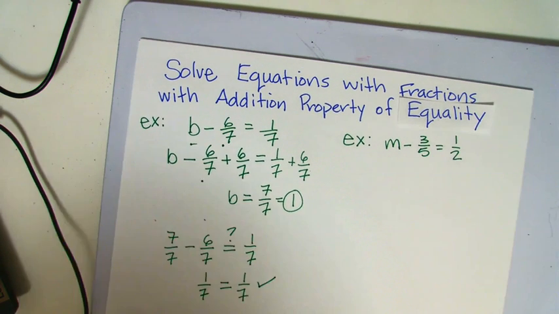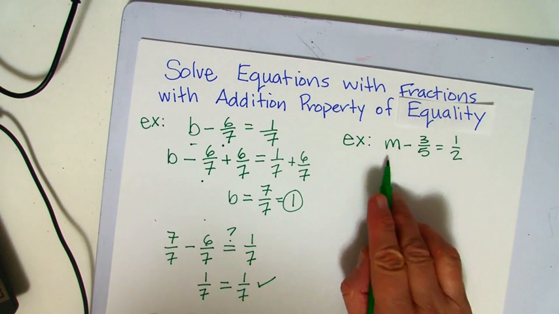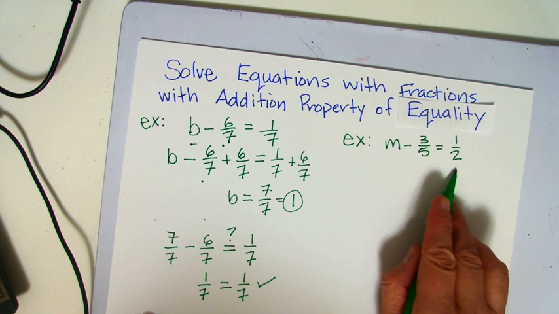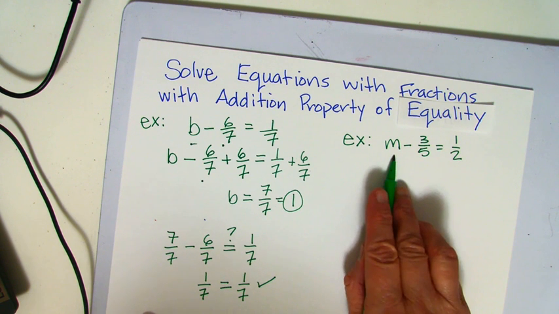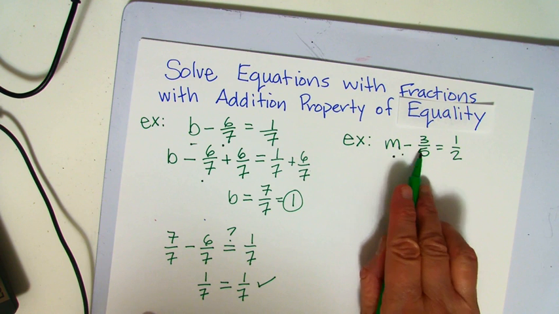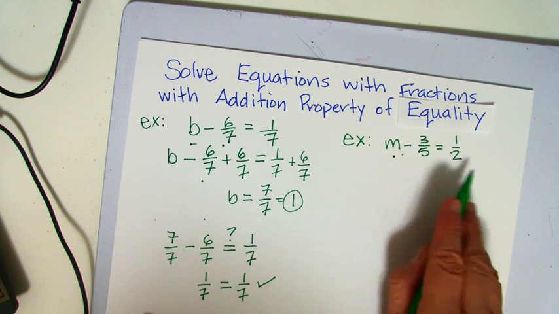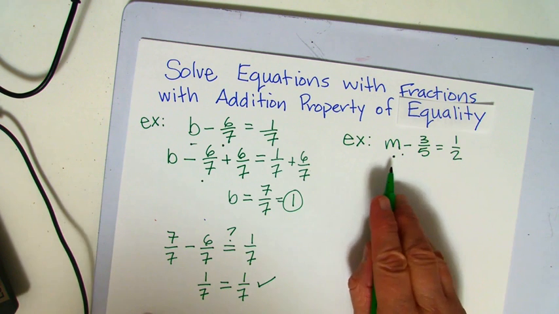Let's look at the second example. Here we have m minus 3/5 equals 1/2. Again, we want to isolate m. Because we're subtracting 3/5 on the left side, let's add it and then combine it with the other fraction on the right side. That will leave m by itself.